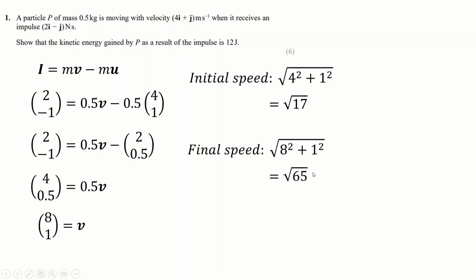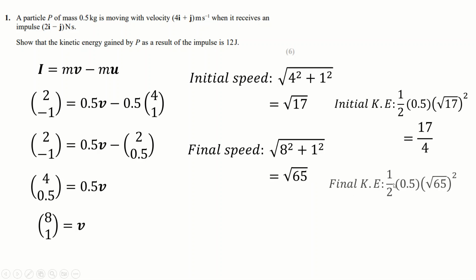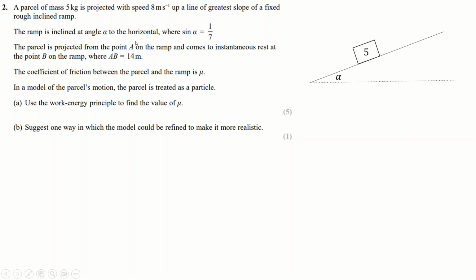Then plug those into a half mv squared, of course the roots square out, which is nice. We get this as our initial kinetic energy, we get this as our new kinetic energy, we do this one, take away this one, and we get a very easy answer of 12. Excellent. Question number 2. Let's draw this inclined plane problem.